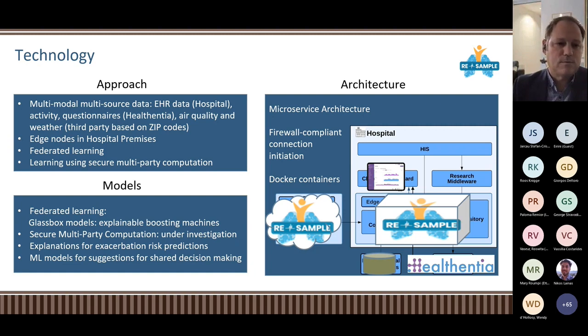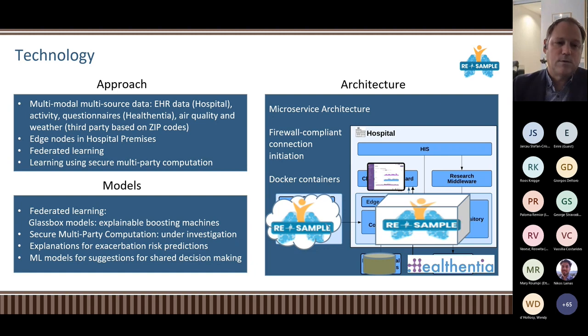Based on this, we have edge nodes included in the hospital premises where all this data is aggregated for each pilot site. We use federated learning as one mechanism to train models to do risk predictions for exacerbations, and then later on support intervention suggestions and also the coaching program. But in addition, we also try to develop mechanisms based on secure multi-party computation, which use encrypted versions of the data. So this is the other aspect we're working on here.